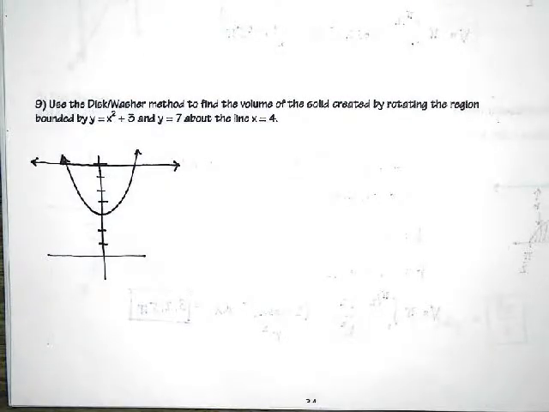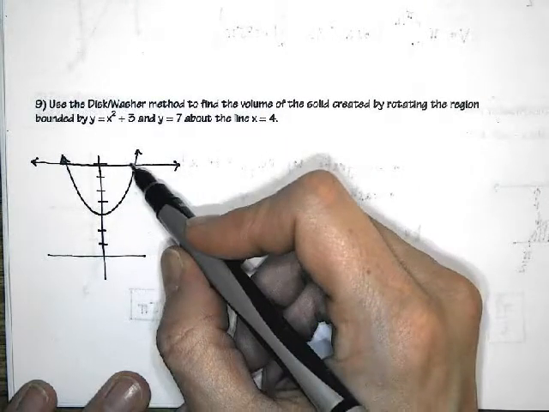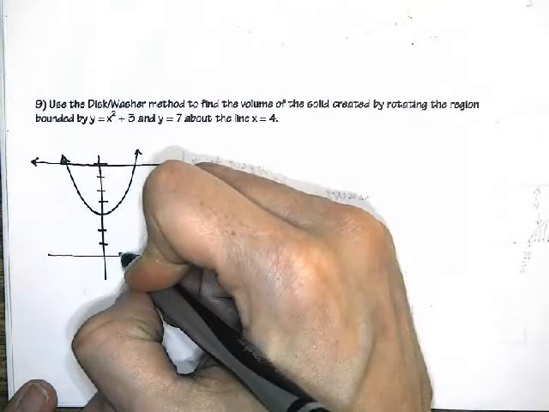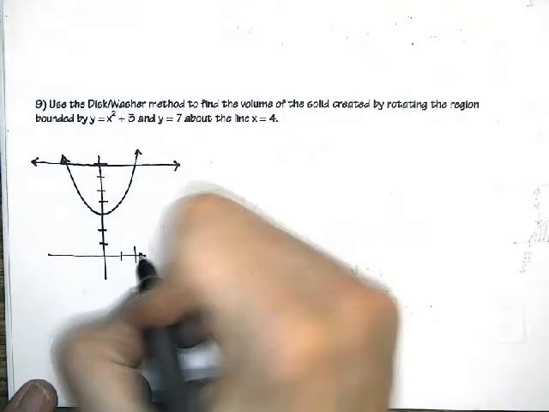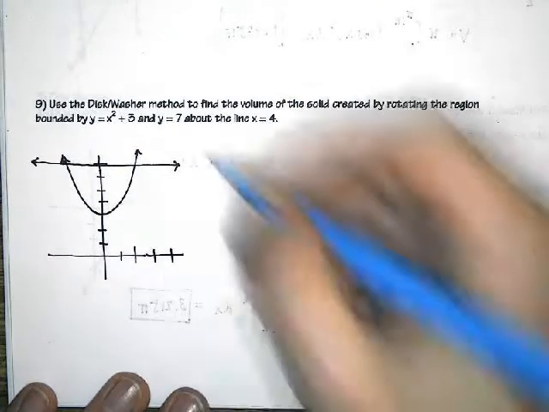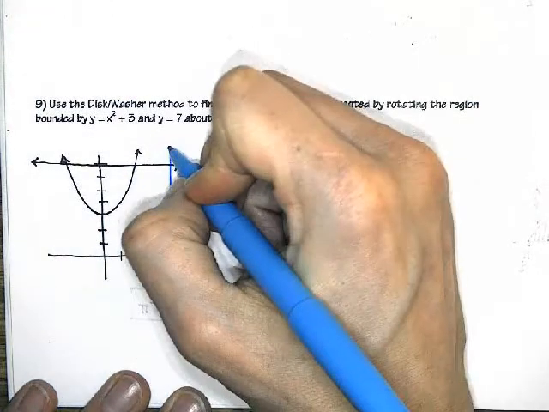And we're going to take and revolve that about the line x equals 4. So let's see, if this is 7, this means this is 2 here. And so we're going 3, 4. So we're going to revolve that region about this line, x equals 4.